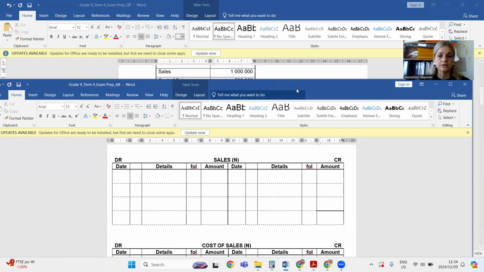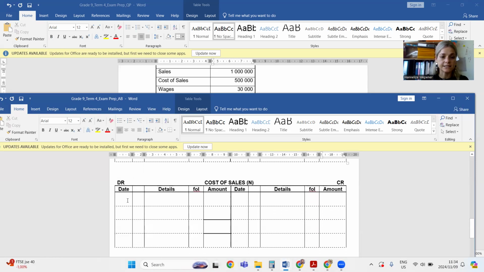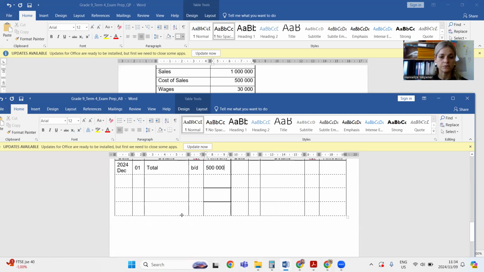Then sales, we also have to do the sales account. These are now sales and cost of sales. These are all nominal accounts, so income and expense accounts. Therefore, they do not have balances, they have totals. Sales is an income account, so on the credit side, December the 1st, total brought down 1 million. Right, and then cost of sales and expense, therefore debit side, December the 1st, total brought down 500.